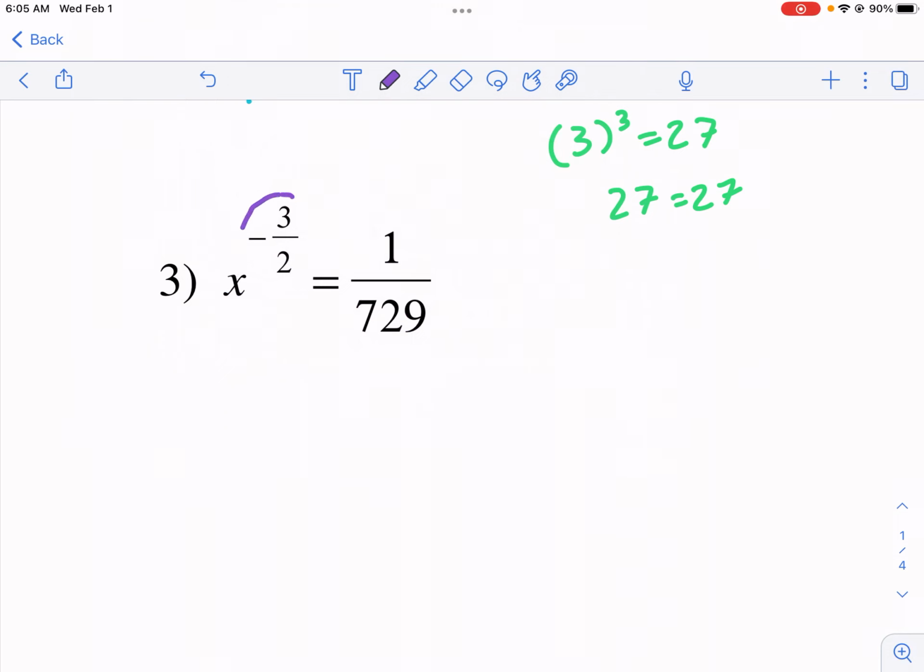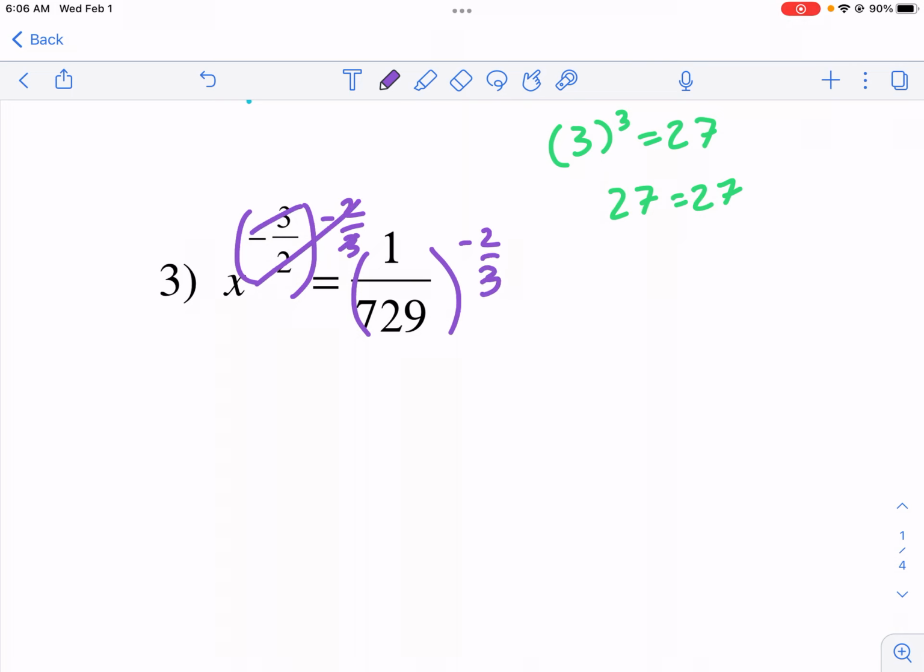Now, what happens here? I got a negative 3/2. So if I have a negative, then I also have to raise it to its reciprocal, and the reciprocal means it's also negative. So negative 2/3 power. So I need to raise this to the negative 2/3 power. I'm going to describe what that means in just a second.